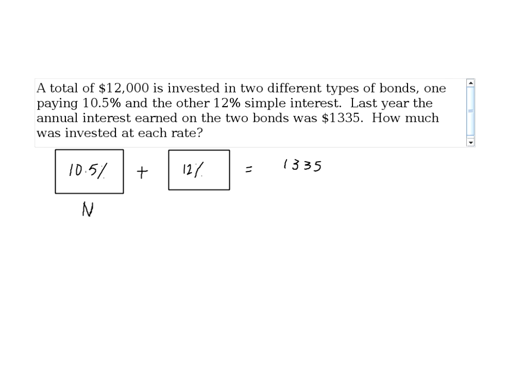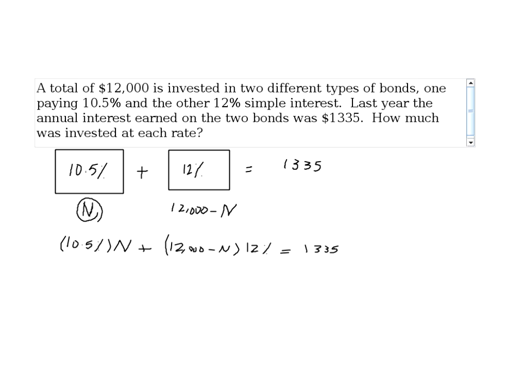Eddie typed the answer. The total of $12,000 you have, so you cannot exceed $12,000. So if you spend N dollars here, the rest should go to the other account, which should be 12,000 minus N. That's correct. So this is how you set up the equation. You get 10.5% times N plus 12,000 minus N times 12% is equal to this. So this would be how you set up the equation.